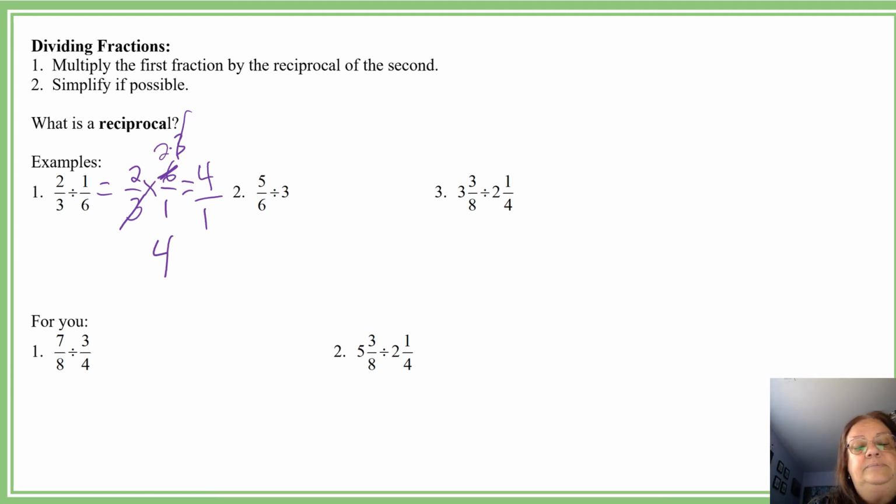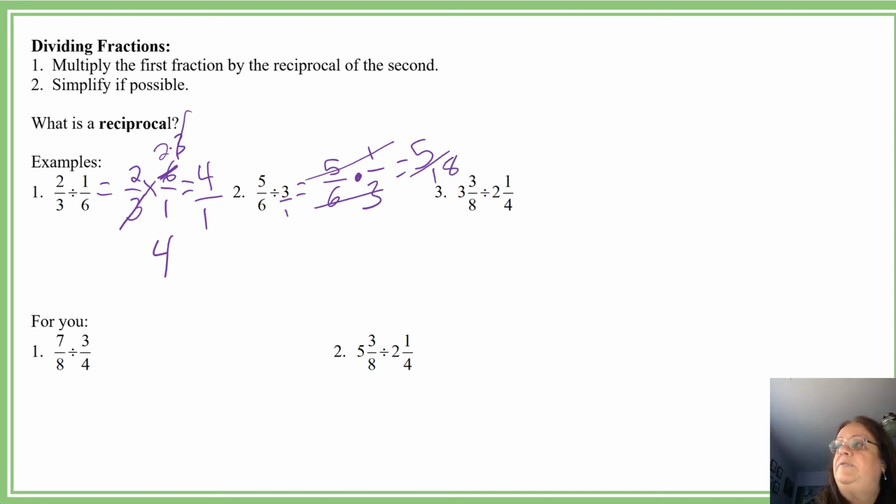The second one. Okay, now remember, I have a 1 down there. So when I flip and multiply, I get 5 over 6 times 1 over 3. Well, nothing's going to simplify, so I've got 5 over 18.